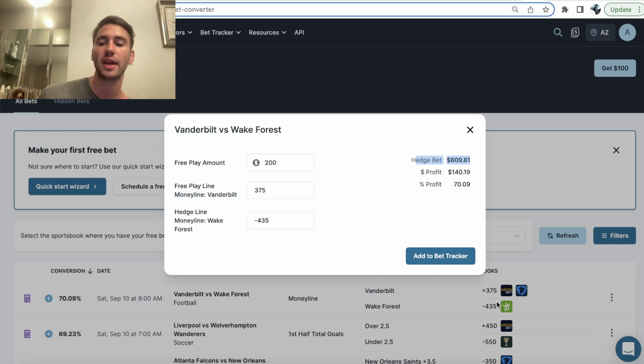So you do that on DraftKings, right? You can see the DraftKings logo right here. And you'll make a risk-free profit of $140.19, which is a 70% conversion. So you may be thinking, well, how does that work? Well, let's just run through the math, right?